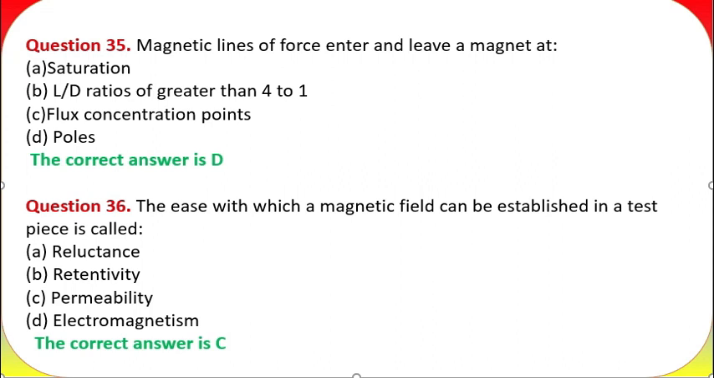Question 36. The ease with which a magnetic field can be established in a test piece is called A. Reluctance. B. Retentivity. C. Permeability. D. Electromagnetism. The correct answer is C.